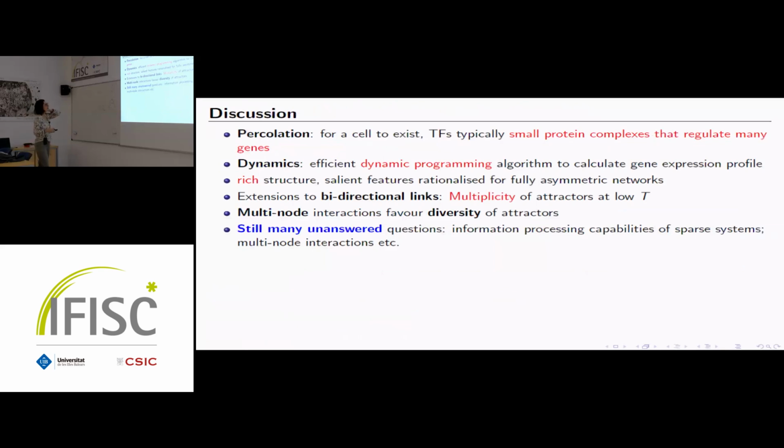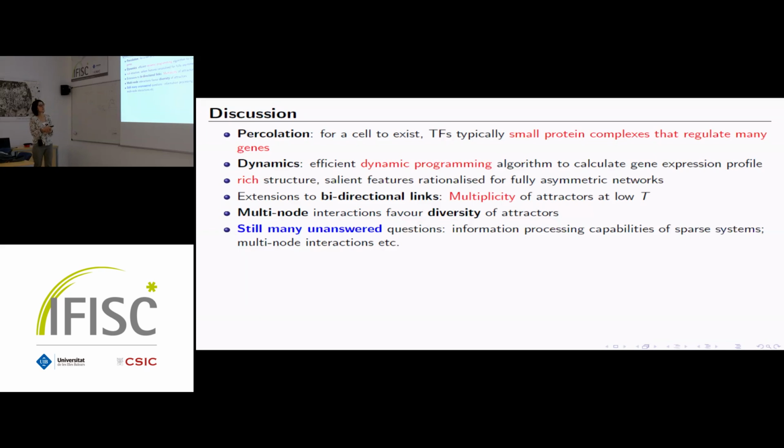Okay, so the summary of the second part: we first used percolation theory, and from this we learned that for a cellular attractor to exist, we would need transcription factors to be typically small complexes which regulate many genes. And then we solved the dynamics of such systems. We introduced a dynamic programming algorithm to calculate a gene expression profile. This can, in principle, be compared with what we get from experiment, from mRNA counts. So this is quite nice.